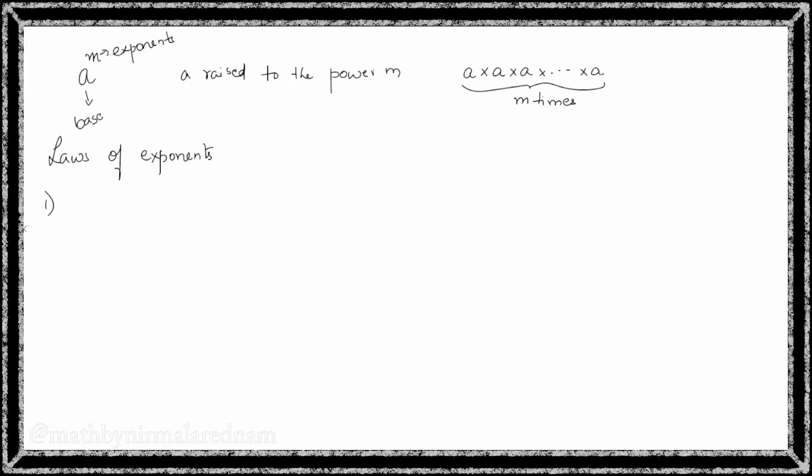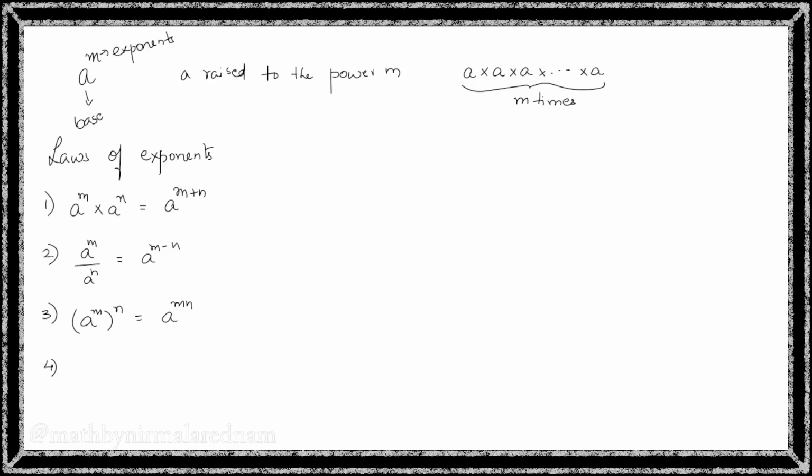The first one says a power m into a power n is equal to a power m plus n. The next one, a power m by a power n is equal to a power m minus n. The third one is a power m whole power n is equal to a power mn.